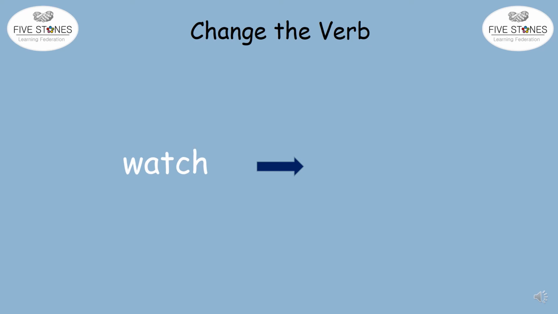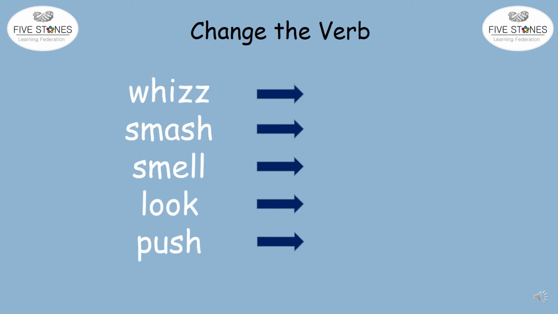We now have the verb watch. To change watch to simple present tense, we add es and it becomes watches. Have a look at these verbs: whiz, smash, smell, look, push. What would you add to the end of them to make them simple present tense? You may want to write them down.